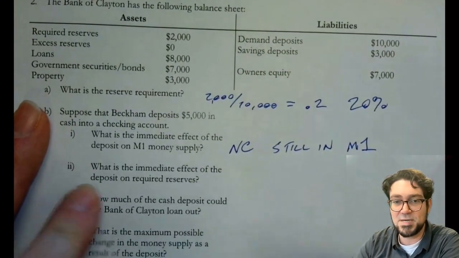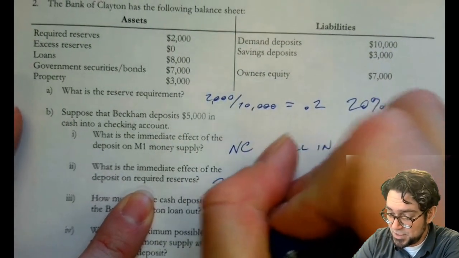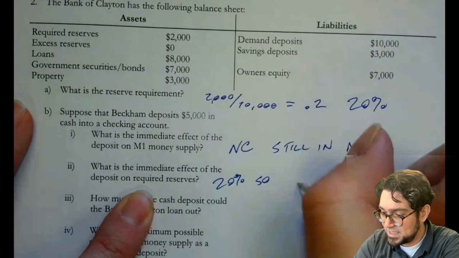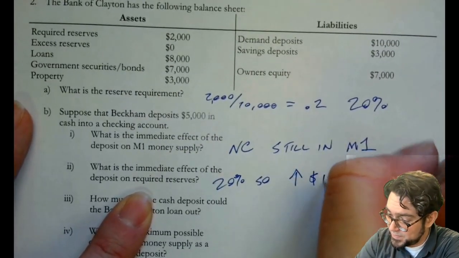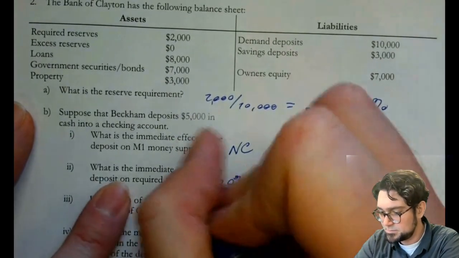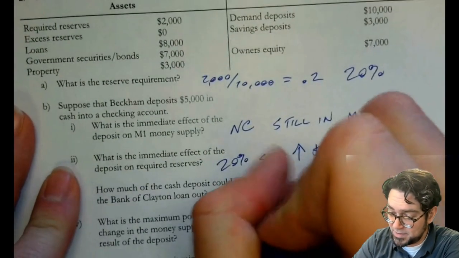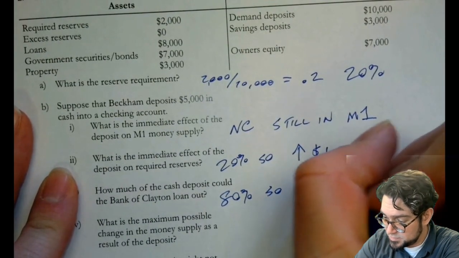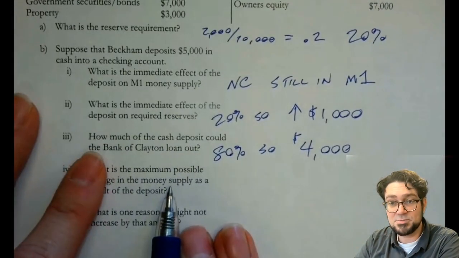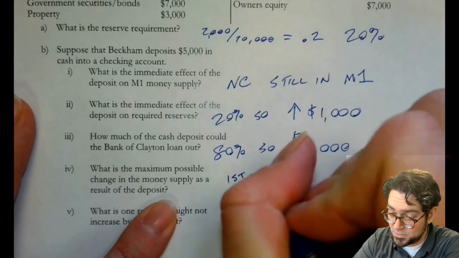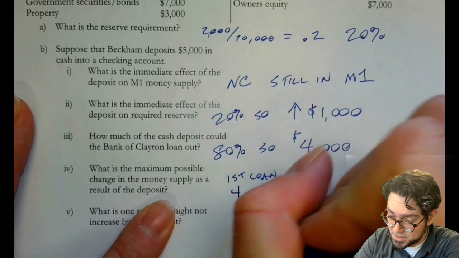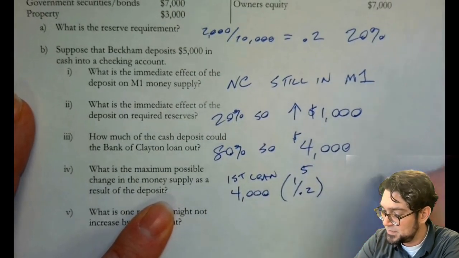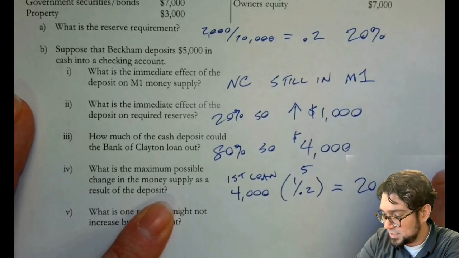What's the immediate effect of the deposit on required reserves? Well, they have to keep 20%. So we would say 20% of 5 is an increase of $1,000. How much of that deposit could they lend out? 80%, so $4,000. And what's the maximum possible change in the money supply? Well, the first loan is $4,000 times 1 over 0.2, which is 5, that's equal to $20,000.